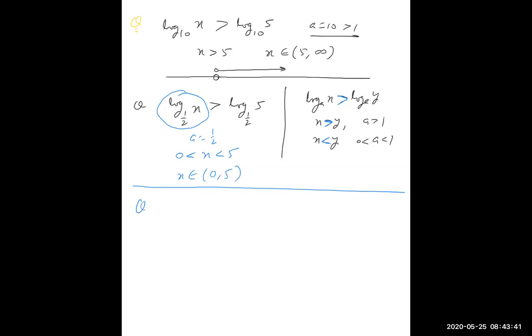Next question. Log 10, log half, x minus 2, suppose greater than 0. This I have to solve. Or make it x plus 2.